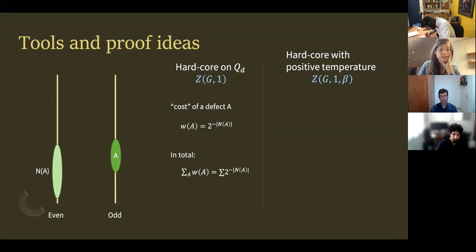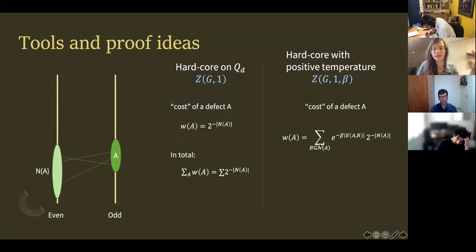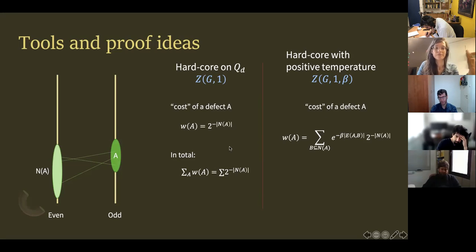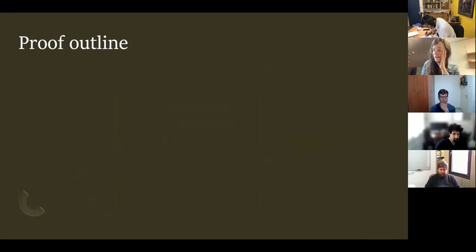However, in our model, what we call the positive temperature model, we do have edges between these sets. So already when we want to think about the weight of this one set A, this is already a much more complicated task. We want to look at the subsets of this set and take them into account because they have different weighting. So this is already much more complicated. So even before thinking about the whole sum, even bounding this thing is already a non-trivial task. So let's see how we can deal with it.